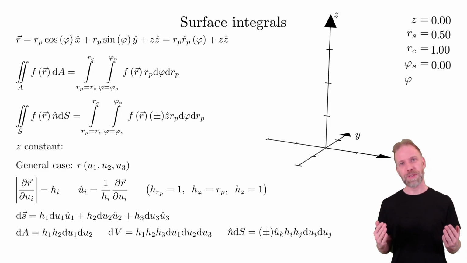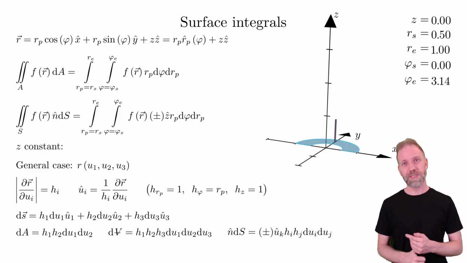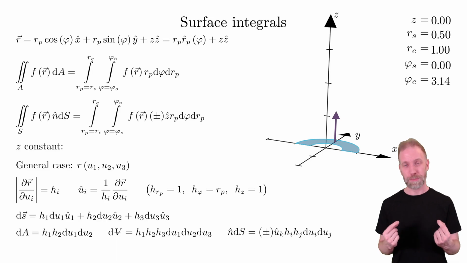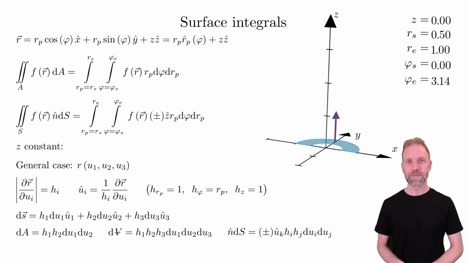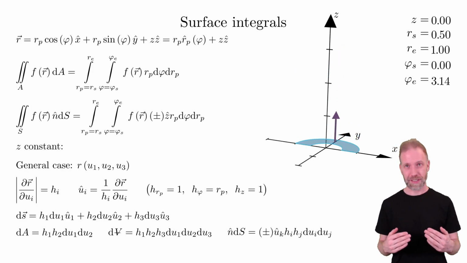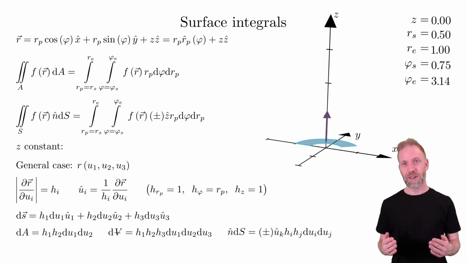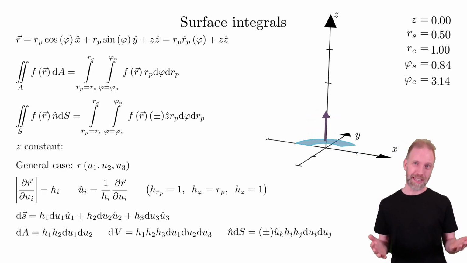Let us visually demonstrate which surfaces you will get with this integral. We have our base surface. Here I've added the normal pointing up. By changing the constant z, we move the whole surface to a different elevation. Changing the start and end radius is the same as for polar coordinates. Changing the start and end value for phi is also the same as for polar coordinates.